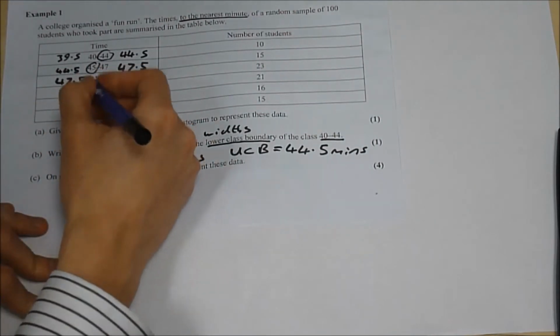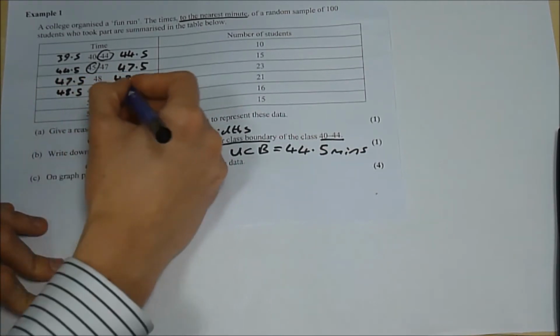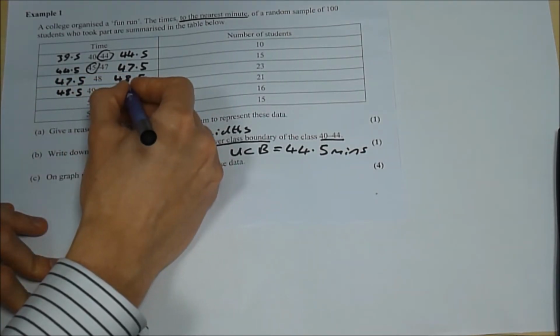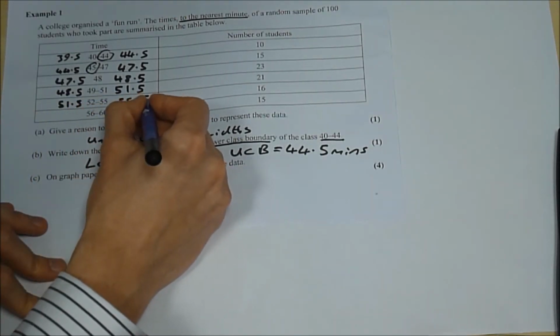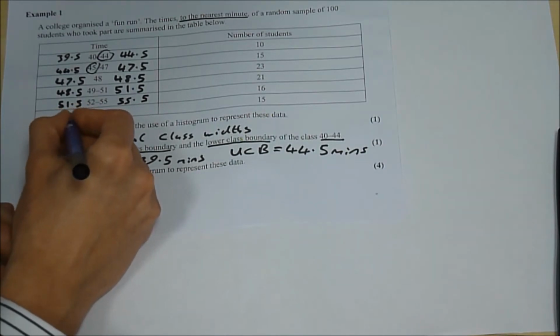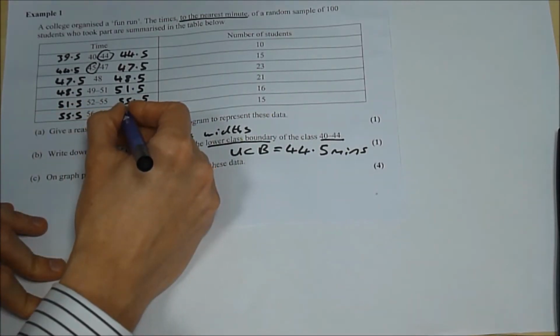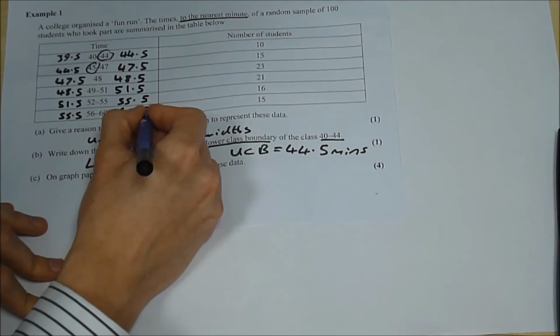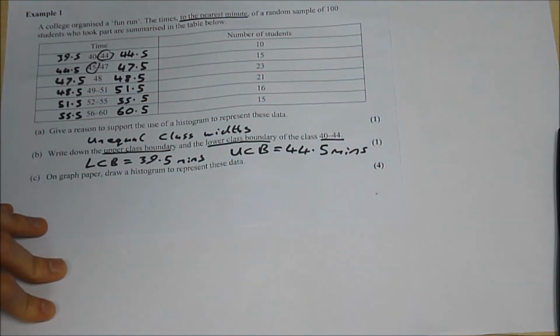Then we've got 49 to 51, so half a unit less would be 48.5, half a unit up would be 51.5. We've got 51.5 here, and then 55.5 up here, 55.5 here, and finally 60.5 as our upper boundary on the last group.